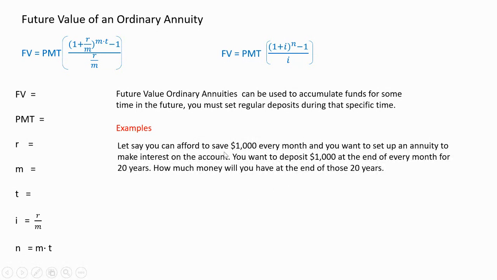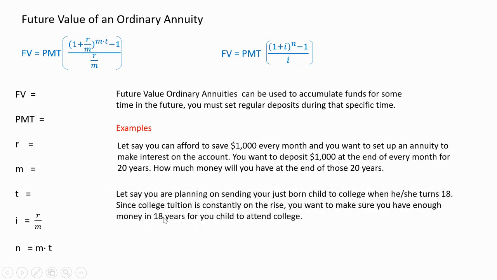Examples. Let's say you can afford to save $1,000 every month, and you want to set up an annuity to make interest on the account. You want to deposit $1,000 at the end of every month for 20 years. How much money will you have at the end of those 20 years? Okay, this is a type of example.